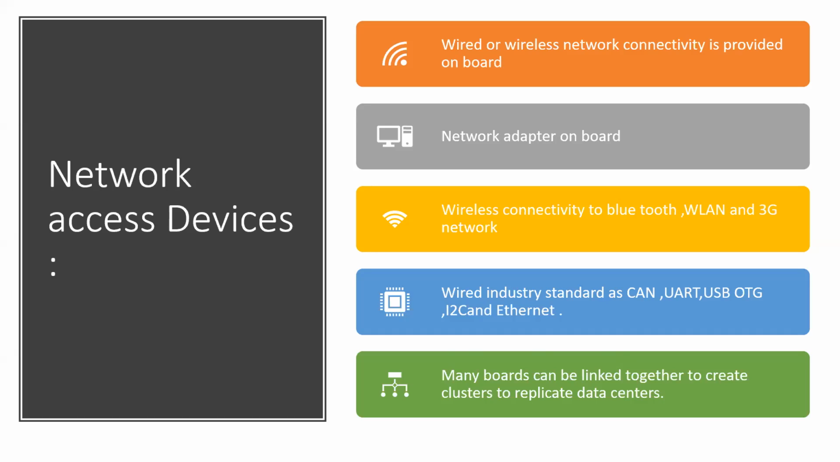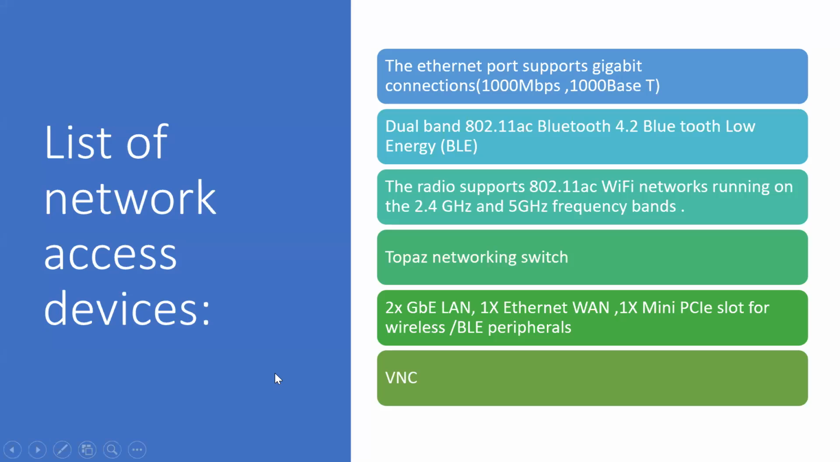So you have to remember these important things about your network access device. Here you can observe that even an Ethernet port that supports gigabit connection is available. Along with 10 and 100 Mbps, nowadays gigabit Ethernet connections are also available, and Bluetooth version 4.2 and Bluetooth Low Energy version are also available, which is basically suitable for wireless sensor networks.